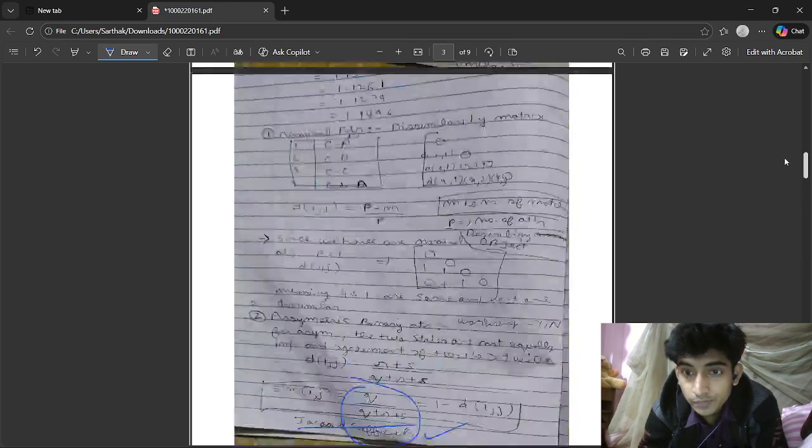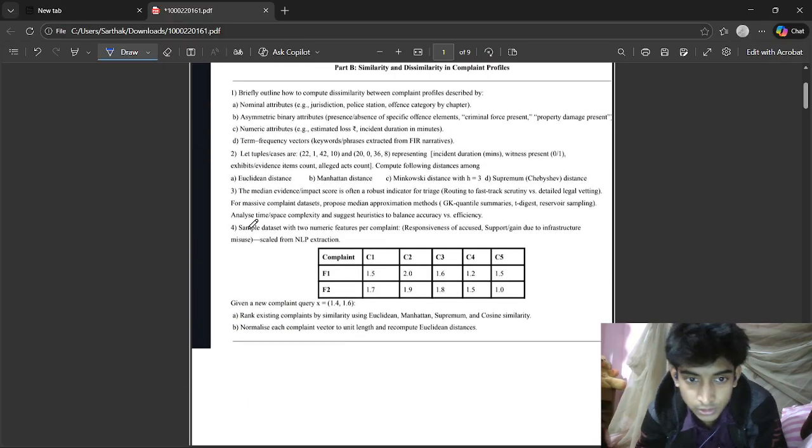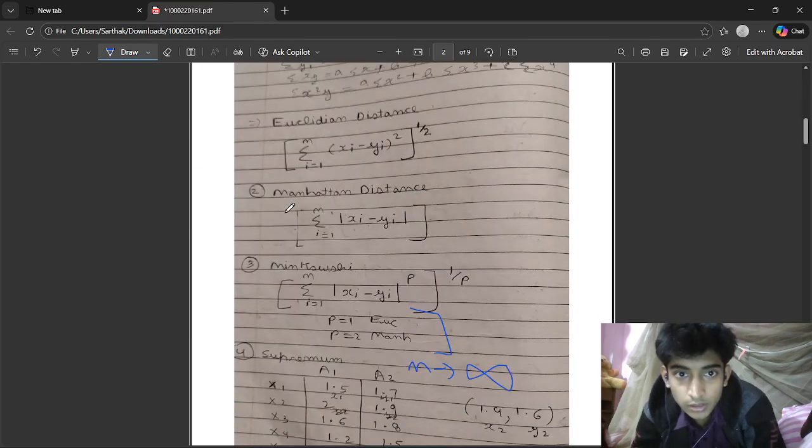So this is question 3. These are all generally done for large datasets where median is a robust measure. Now we have question 4. We are given a sample dataset, responsiveness of accused, support gain due to infrastructure misuse. Now, first we have to rank them with different distance measures. We are also given a query point, and we are given complaint and file 1 and file 2. We have to first rank them based on the query point and then normalize each complaint vector to unit length and recompute, right? So let's do it.